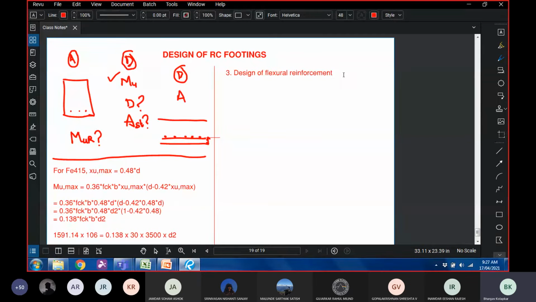So now we have to design a flexural reinforcement. We just calculate what is the actual effective depth. So this is equal to capital D minus bar dia minus clear cover.